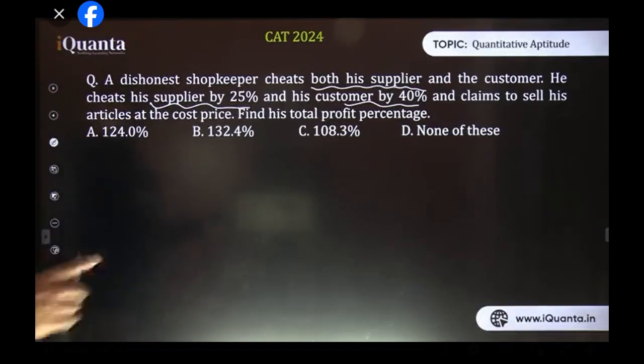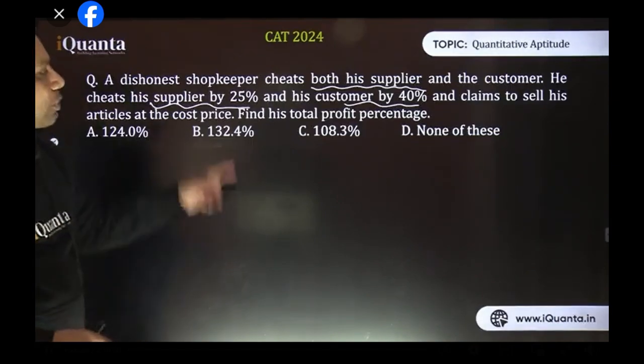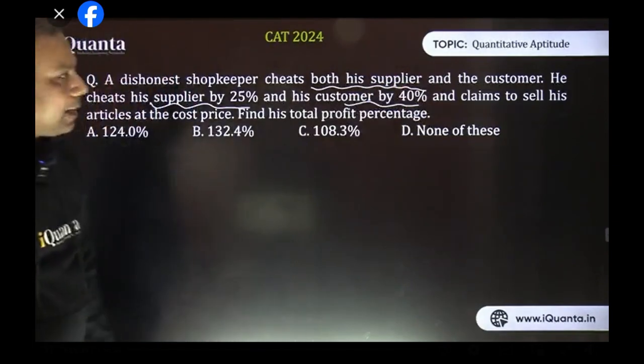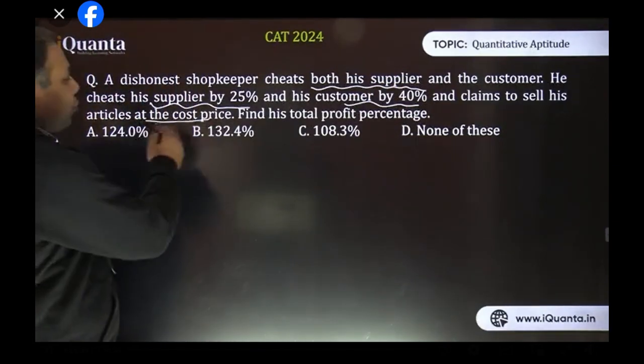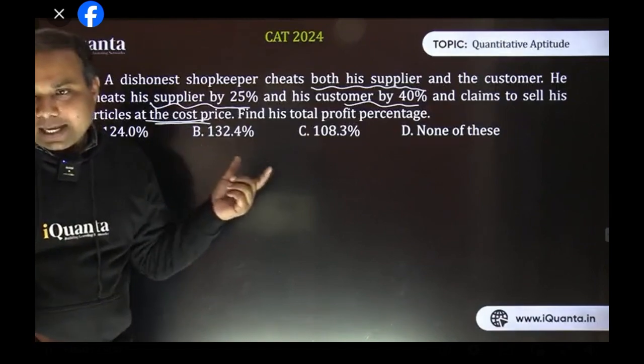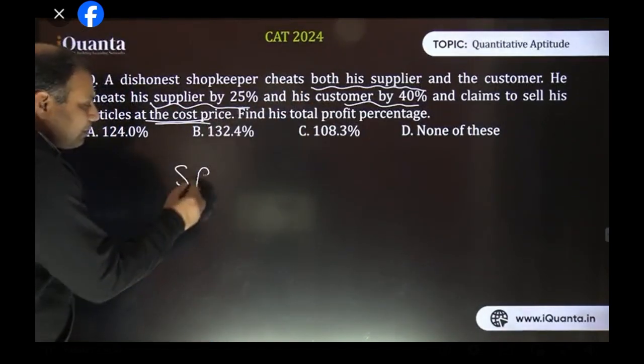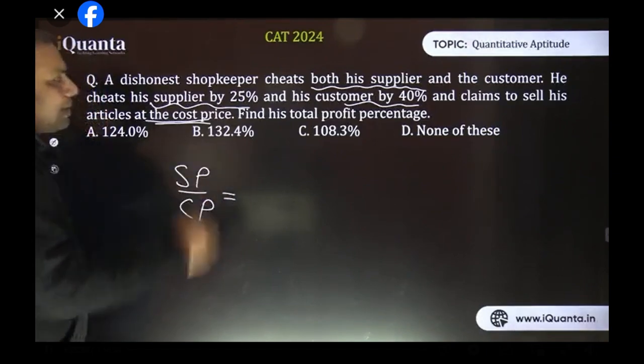Let's see. See, we can see here that the profit he's making is because of these two percentage changes. Basically, two cheatings. He is cheating his supplier as well as customer, and he claims to sell the articles at the cost price. So there is no extra profit he's making on the cost price as he claims. So there's only profit because of these two cheatings, right? So let's see how does this cheating affect his profit. So let's consider SP by CP, same ratio.